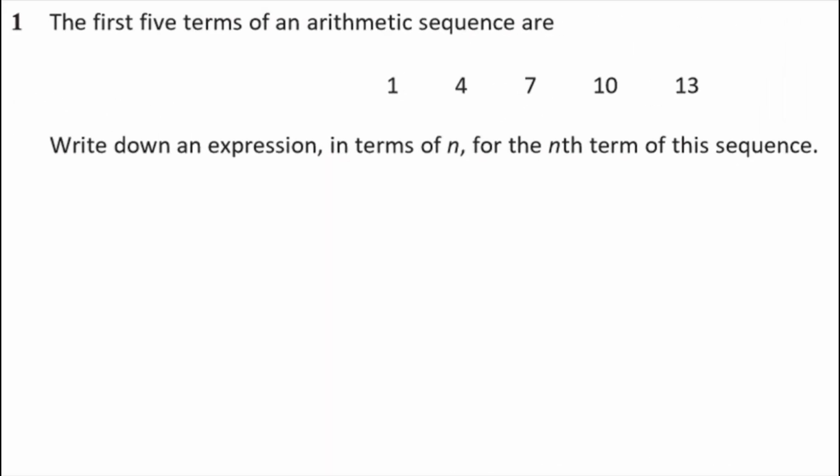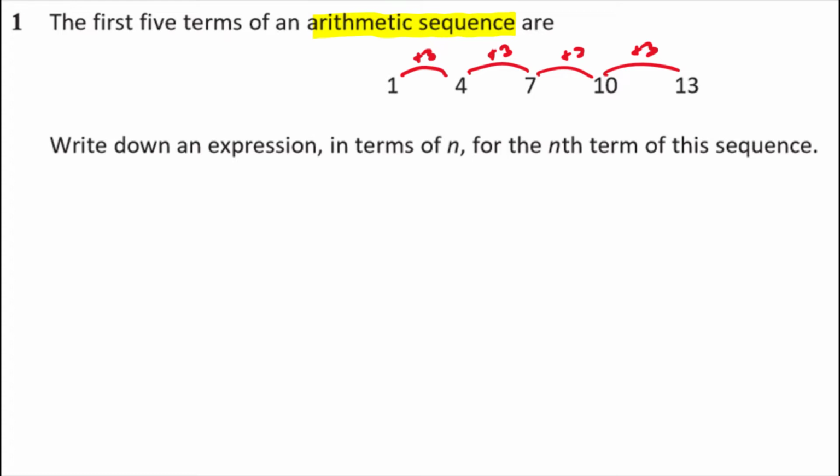The first 5 terms of an arithmetic sequence are 1, 4, 7, 10, 13. Write down an expression in terms of n for the nth term of the sequence. Okay, so an arithmetic sequence or progression is another word for a linear sequence. And it means that your terms are going up in equal increments each time. So if you have a look at the distance between here and here, you can see I'm adding 3 onto 1 to get 4. I'm adding 3 on, I'm adding 3 on, I'm adding 3 on. So it has what we call a common difference.